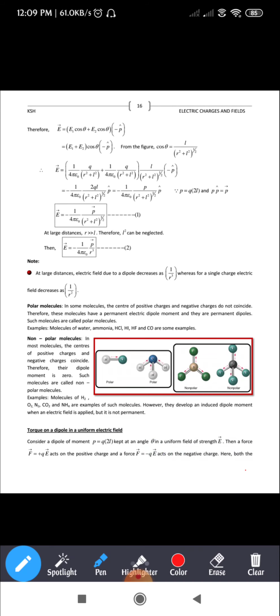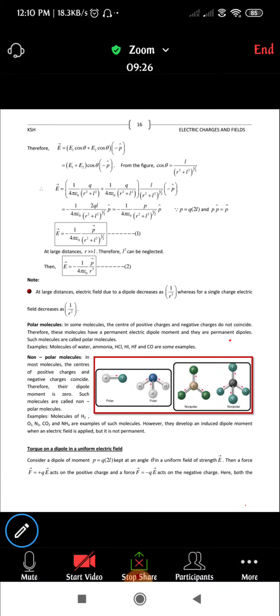If they are at a large distance, consider the case where small r is very much greater than l. Then we can neglect the l square in the denominator. So equation 1 reduces to vector E equal to minus 1 by 4 pi epsilon naught into vector P divided by r cube. This is the electric field at a point on the equatorial line. I hope there is no doubt in this derivation.